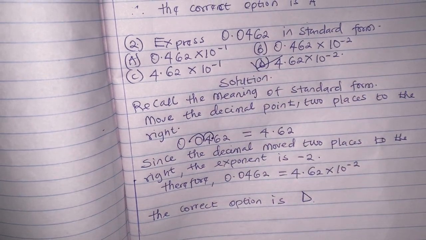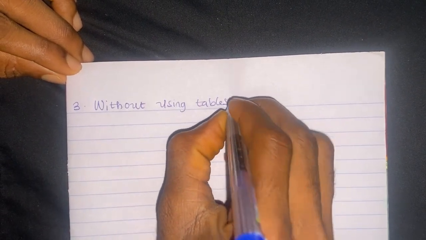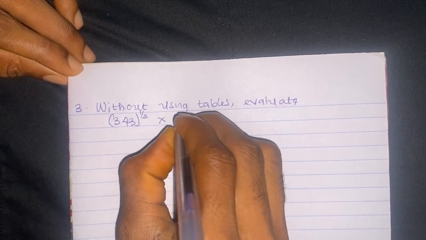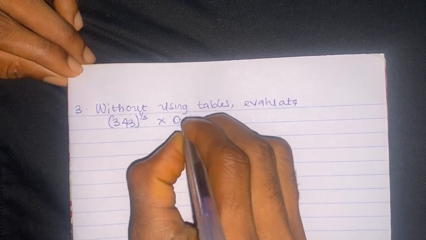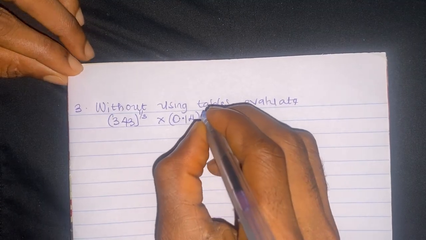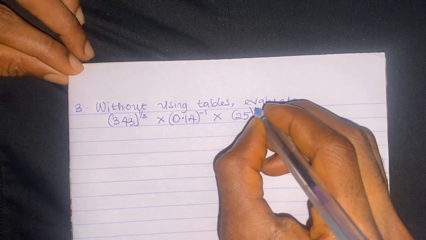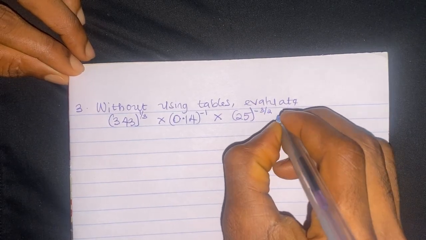Question 3 now is a very technical question, and you see it virtually in all exams. It says, without using tables, evaluate 343 raised to the power 1/3 times 0.14 raised to the power -1 times 25 raised to the power -3/2.